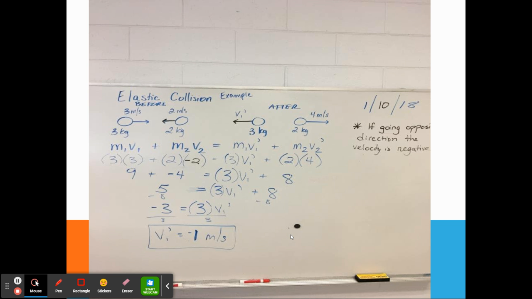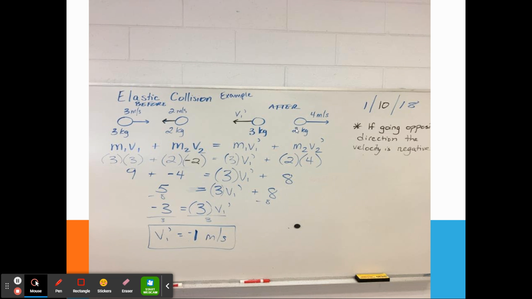And that's it. So here's an example. You have two objects moving towards each other. In this case, you have a 3 kilogram object moving at 3 meters per second to the right, and a 2 kilogram object moving 2 meters per second to the left. That's before the collision.